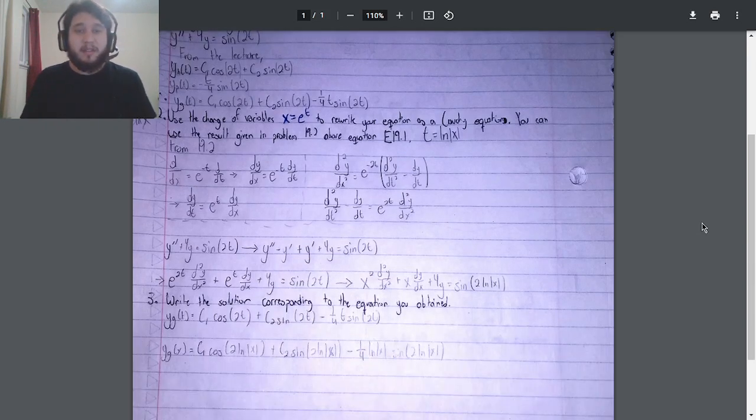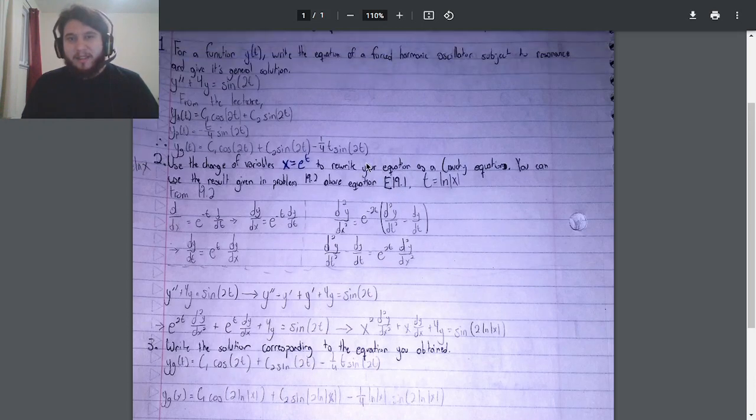The second step is that we want to use a change of variables, x equals e to the t, to rewrite the equation as a Cauchy equation. It mentions that we can use some results that we got from 19.2. From 19.2, we gather that d over dx equals e to the negative t times d over dt. We can change this to dy over dx and dy over dt, and simply move the e to the t over to the other side and get dy over dt equals e to the t dy over dx.